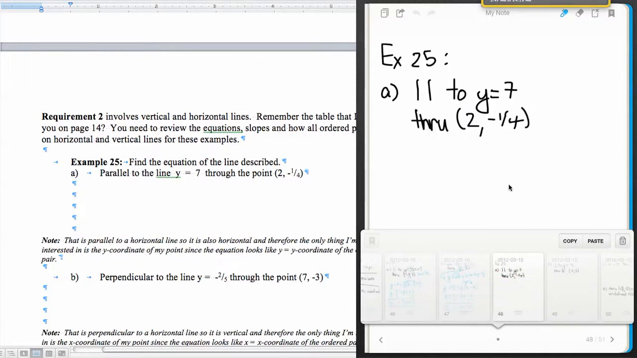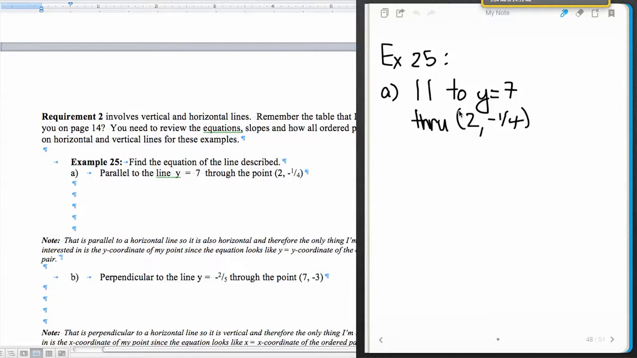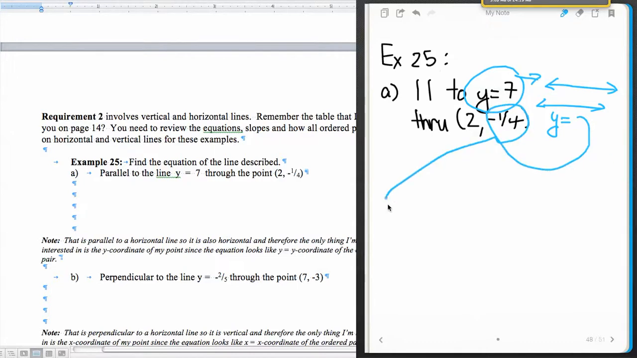In example number 25, we have parallel to a y equals line. Well, a y equals line is a line that goes like this. It's a horizontal line. And parallel, therefore, would be another horizontal line. So we're looking for another y equals line. And if we're looking for a y equals line, we have to know the y coordinate here to tell us that y equals negative 1/4. And that's all we need to know from that one.